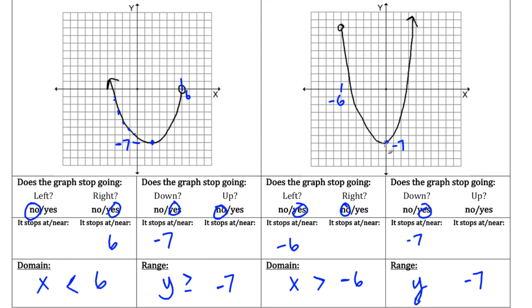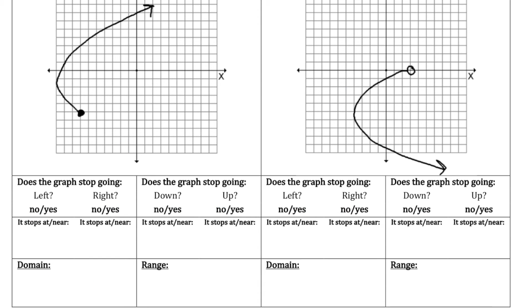So all the points, well, I'm going to go back for a second because I don't agree with where I put that dot. It should be right here. Okay, so it stops at negative 7. All the points up here have y's that are greater than negative 7. That is a point, so it can be negative 7. Okay, next page.